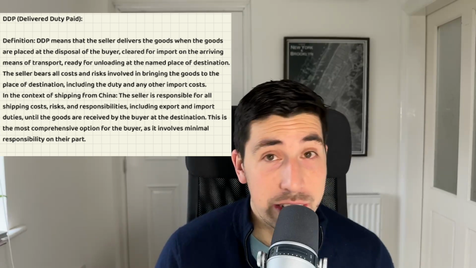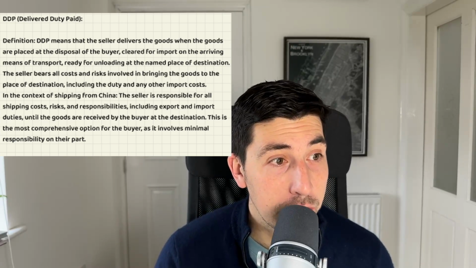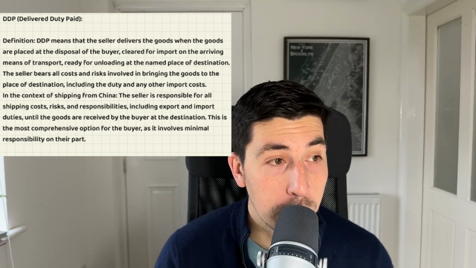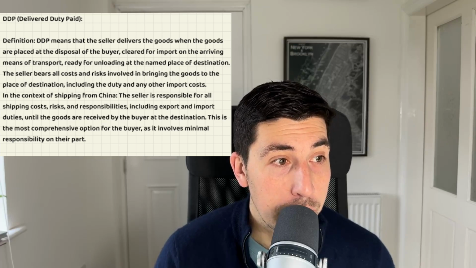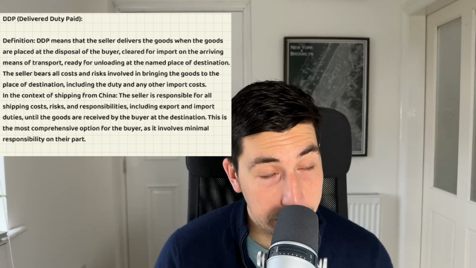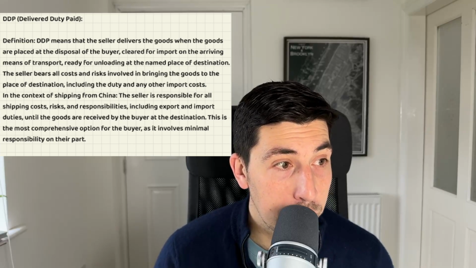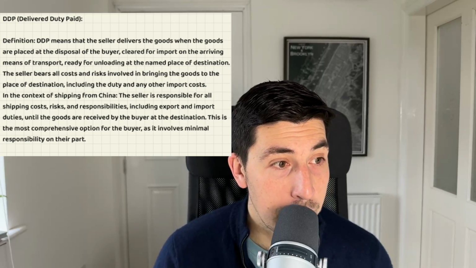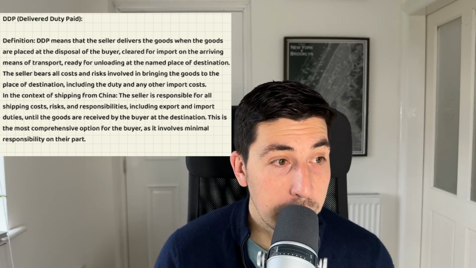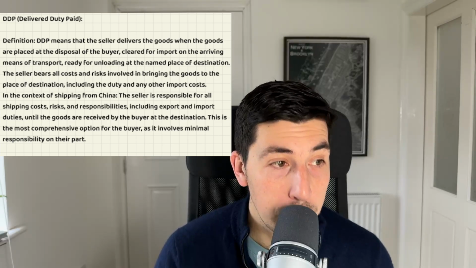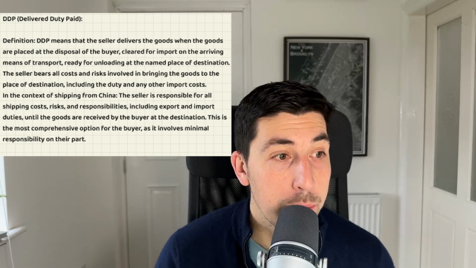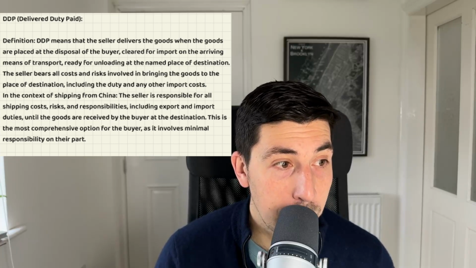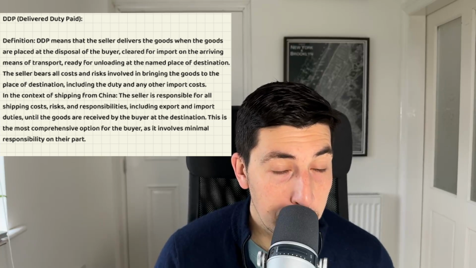DDP is the easiest method. The seller delivers the goods when they are placed at the disposal of the buyer, cleared for import, on the arriving means of transport, ready for unloading at the named place of destination. The seller bears all costs and risks of bringing the goods to the place of destination, including the duty and other import costs. In the context of shipping from China, the seller is responsible for all shipping costs and risks, including export and import duties, until the goods are received at the buyer's destination. It is the most comprehensive option for the buyer, as it involves minimal responsibility on their part.